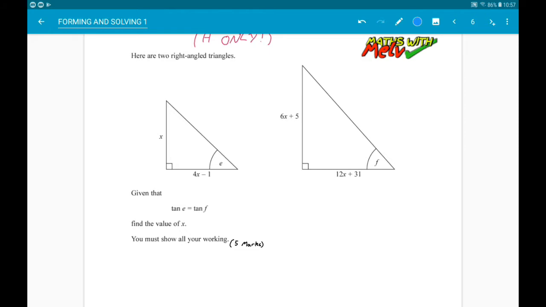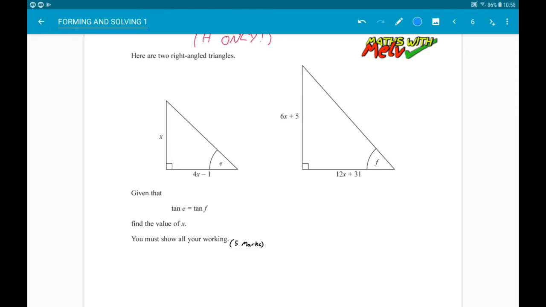The one on the left has a height of x and a base of 4x minus 1 with an angle E. And the one on the right has a height of 6x add 5 with a base of 12x add 31 with an angle of f. Given that tan of E is equal to tan of f, find the value of x. You must show all of your working.